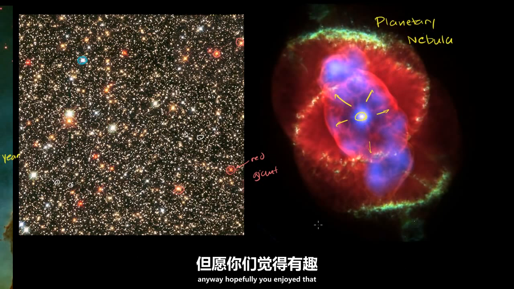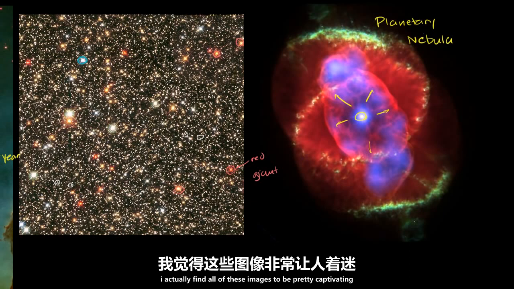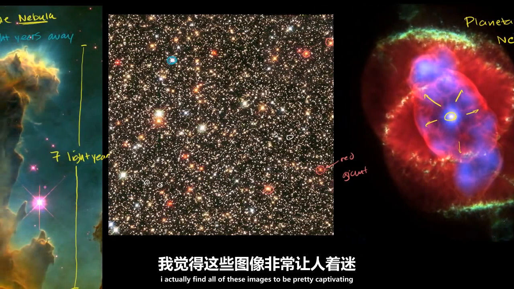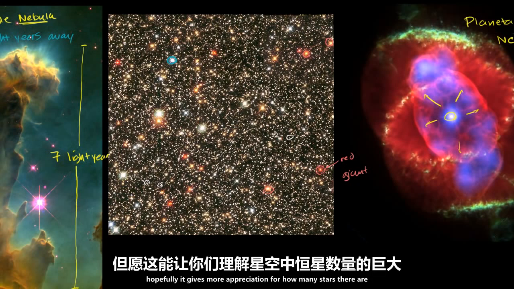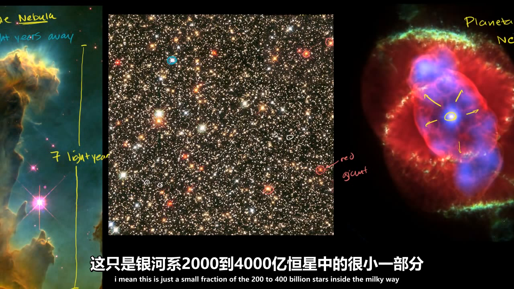Anyway, hopefully you enjoyed that. I actually find all of these images to be pretty captivating, especially the star field one, because this is just inside of our galaxy. So hopefully it gives even more appreciation for how many stars there are. I mean, this is just a small fraction of the 200 to 400 billion stars inside the Milky Way.